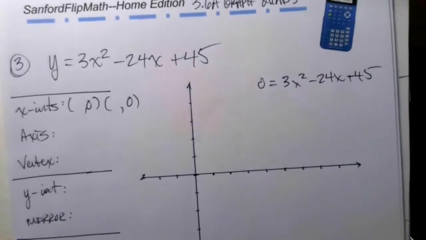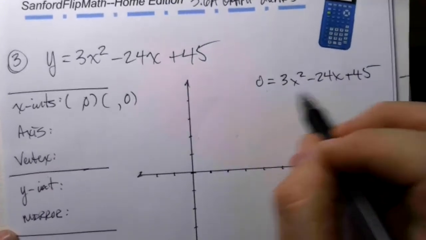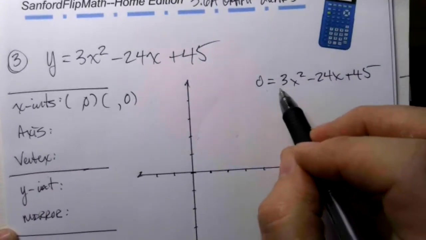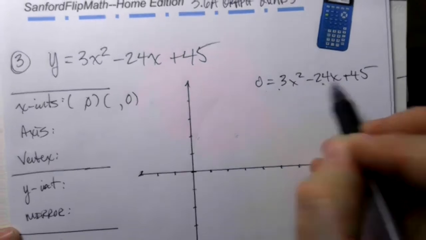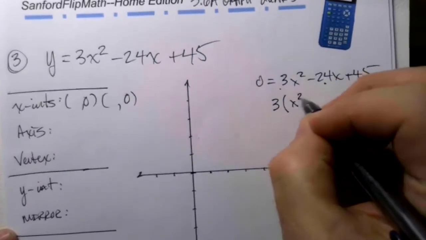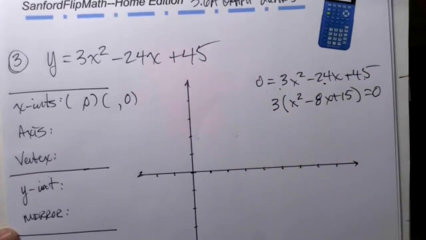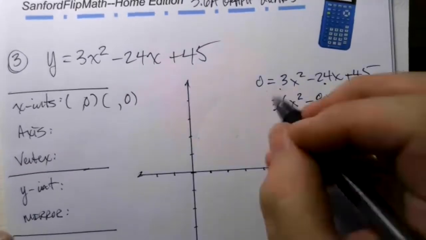Okay, and now it's already equal to 0, so I'm going to factor. Is there a common factor to take out? I see a 3 in there. 3 goes into all of these. So x squared minus 8x plus 15. I'm going to move the equals 0 over there. I just like it better on the other side.